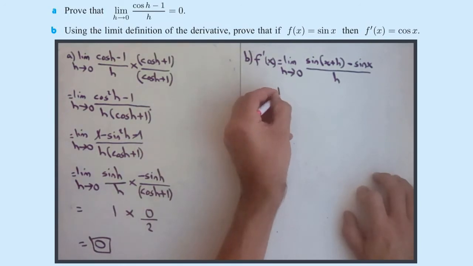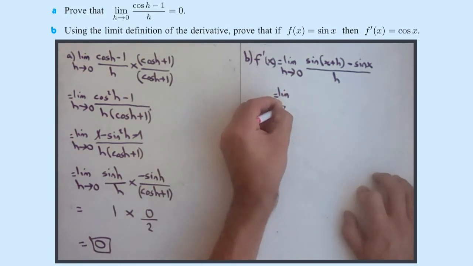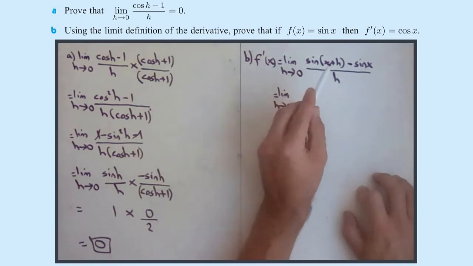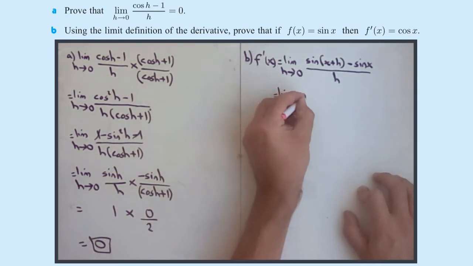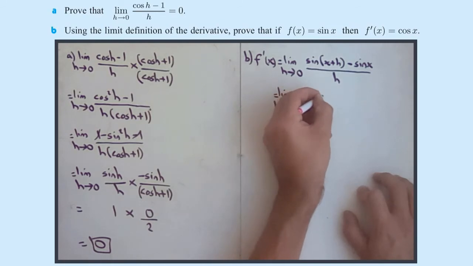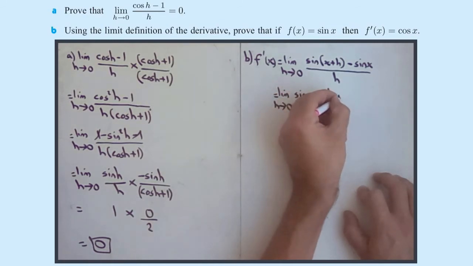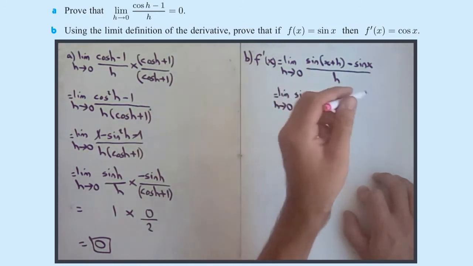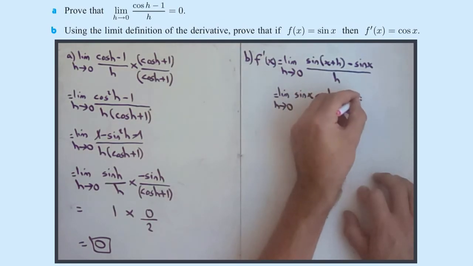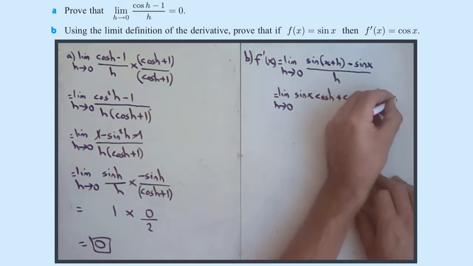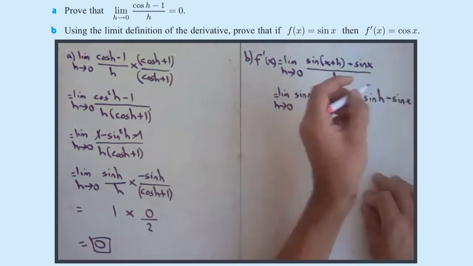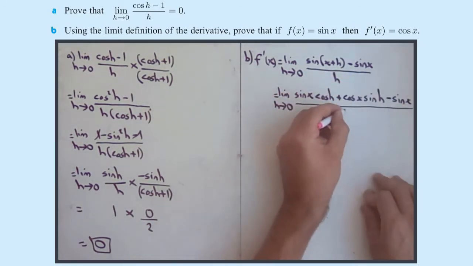So now we have the limit as h approaches 0 of, remember, sine a cos b, so that would be sine x cos h plus cos x sine h minus sine x, all of that over h.